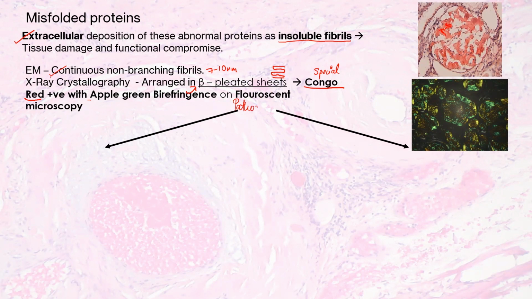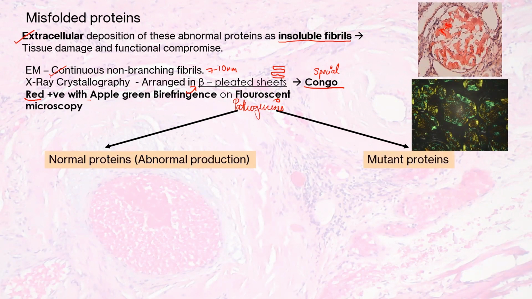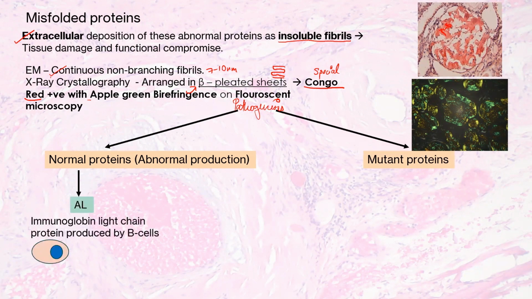Coming to the pathogenesis, this can be due to accumulation of normal proteins which are produced abnormally, and can be accumulation of mutant proteins. The normal proteins are of two main common types. One is the AL protein or the amyloid light chain protein. So it is an immunoglobulin derivative. So it's also known as an immunoglobulin light chain protein, which are produced by B cells, specifically the plasma cells.